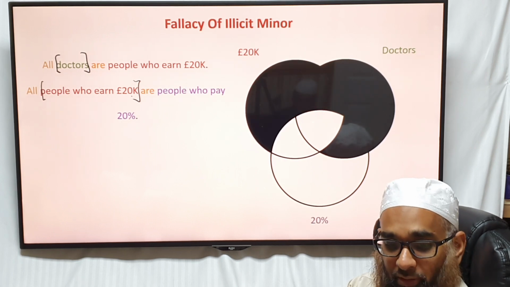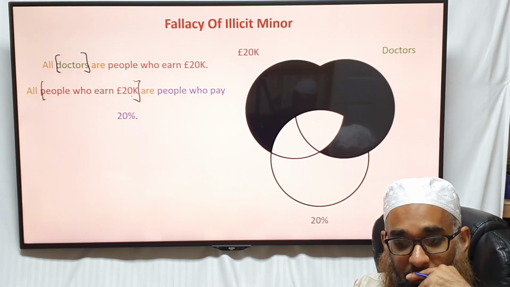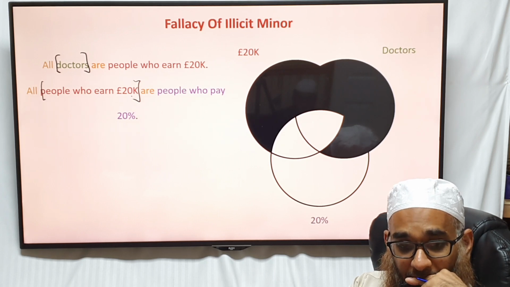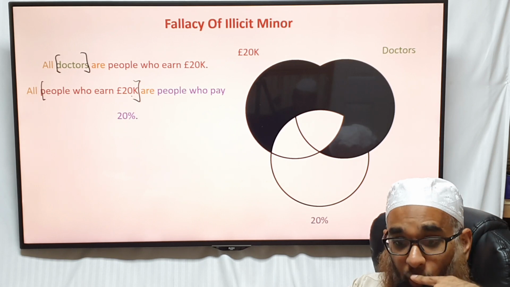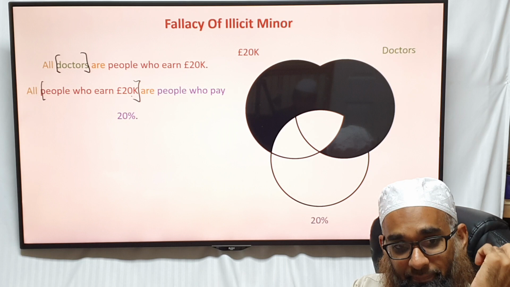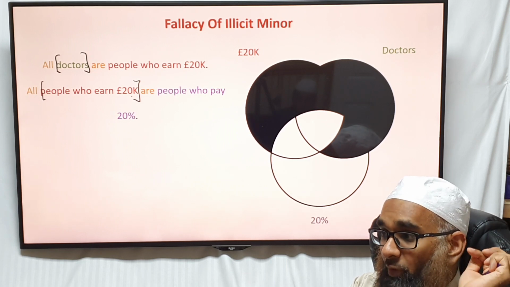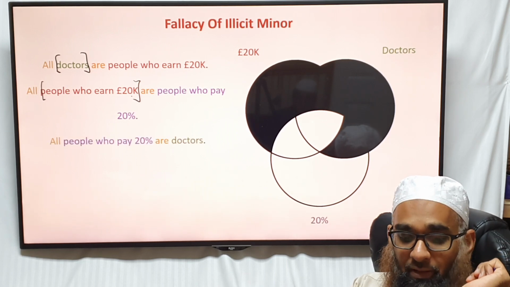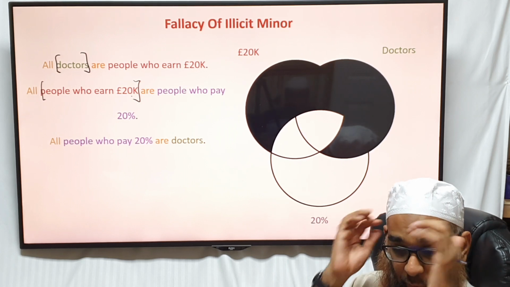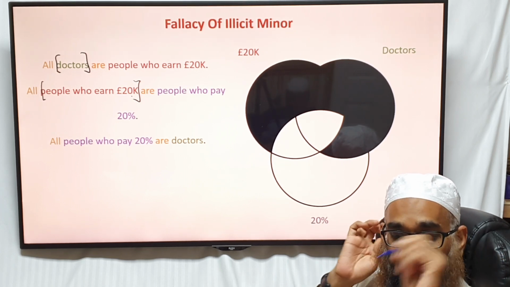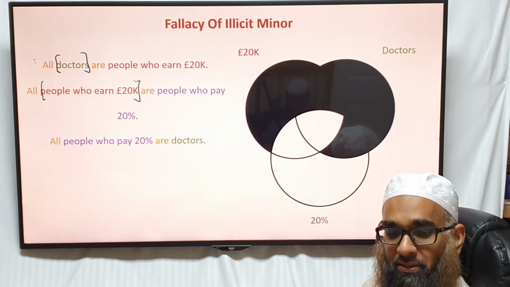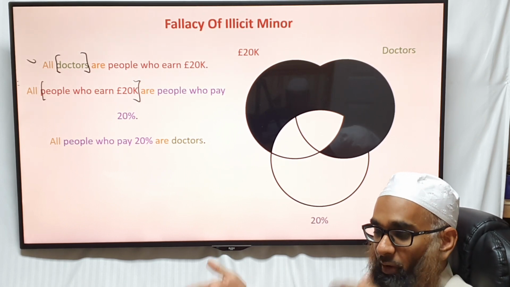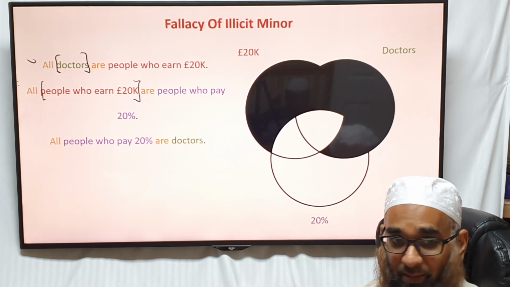Now, can we conclude from this? Can we conclude from this that doctors pay 20%? Yeah, we can conclude that all doctors pay 20%, but we can't conclude that all people who pay 20% are doctors, because we know all doctors fall within the 20% tax band. Again, assuming these premises are true, that they earn that much and they don't have any exemptions or tax, whatever, but you get the idea.